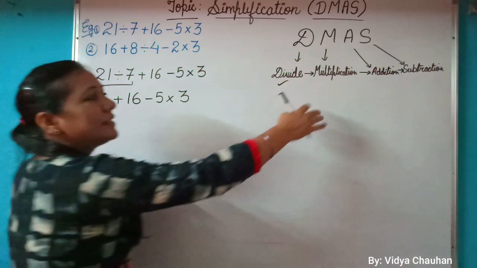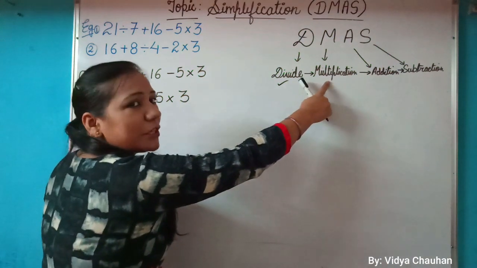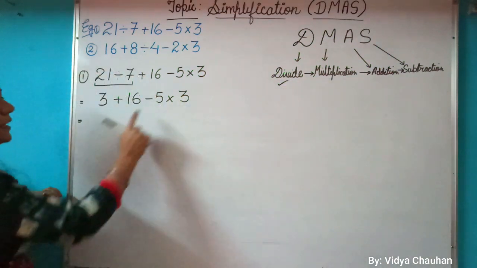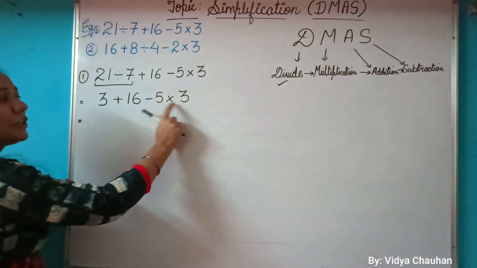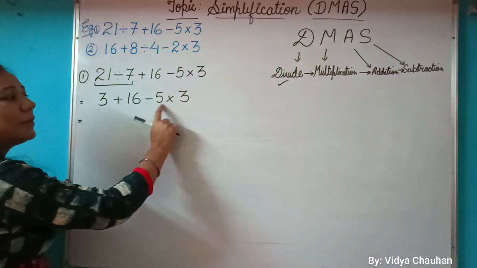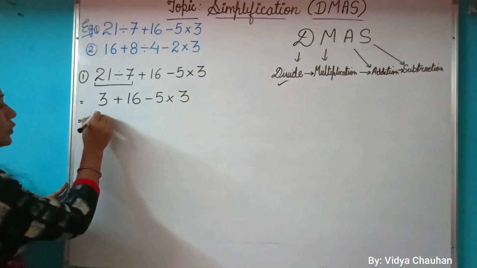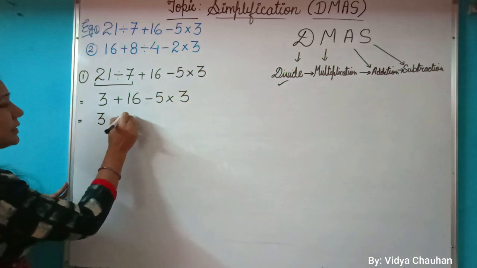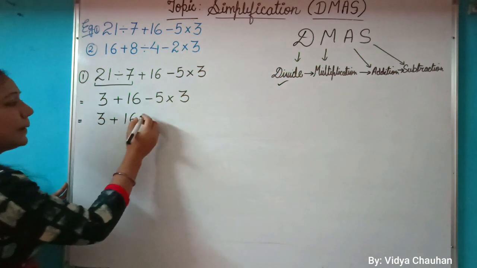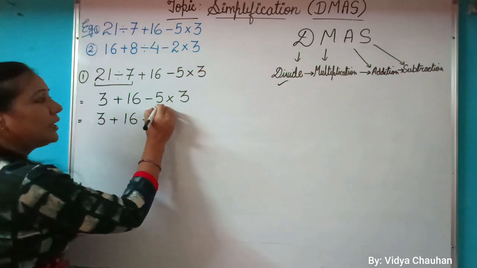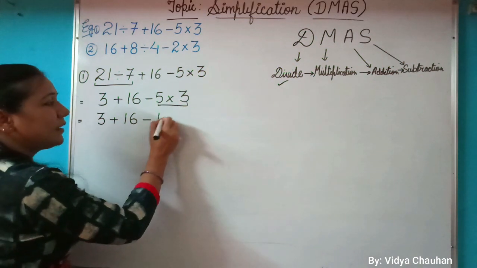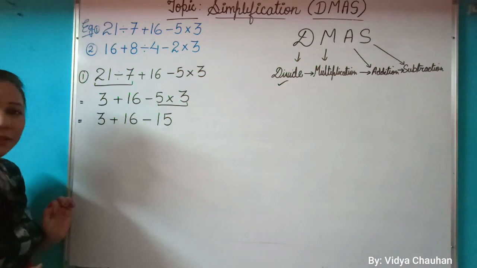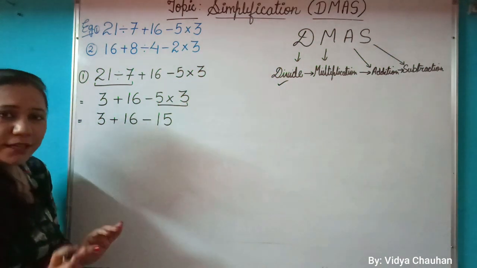Coming to the second step, the next operation we can perform is multiplication. Do we have a multiplication? Yes. So now we will multiply these two numbers, and the rest of the digits will be copied as they are. So 3 plus 16 minus, what is 5 into 3? 5 threes are 15. So the multiplication is done now.